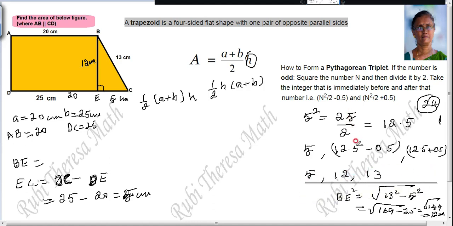Either you can do this or this. Do you follow or not? Hypotenuse square minus one side square gives the square of the other side. You want to find this side, isn't it? So, root of 169 minus 25. You can use this method or this method. If you use any one of these, it is enough, but for verification, you can do both.